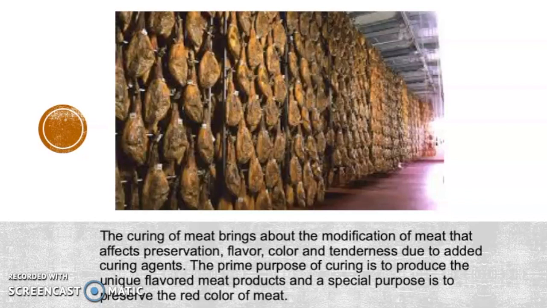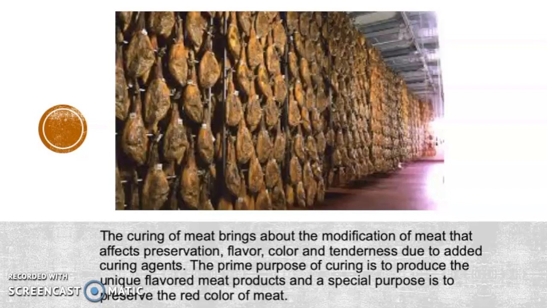The curing of meat brings about the modification of meat that affects preservation, flavor, color, and tenderness due to added curing agents. The prime purpose of curing is to produce the unique flavored meat products, and a special purpose is to preserve the red color of meat. The ingredients used for curing are common salt, sodium nitrate or nitrite, sugar, and spices.